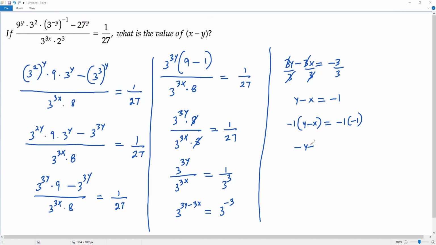Then I'm getting negative y positive x. On the right side, negative 1 times negative 1 is just 1. We can write this positive x at first. Then we have x. Then we can write negative y. Then we have x negative y on the left side. On the right side, we have 1. Here I got the value of x negative y. Its value is 1.